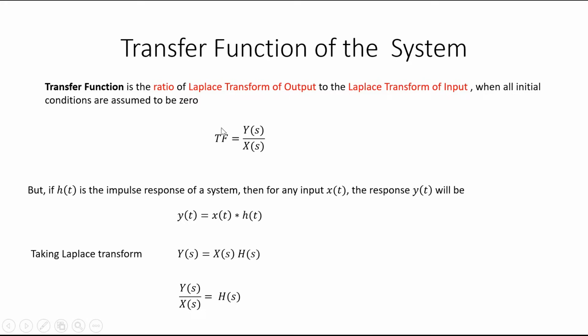But here y of s by x of s is the transfer function, meaning the transfer function is the Laplace of h of t, the impulse response. That is the conclusion here: if we have the impulse response h of t, we can find the transfer function directly by taking the Laplace of this h of t. It's h of s. Since h of s is the ratio of y of s by x of s, it is the transfer function. Then we can see how to find the response of a system from the transfer function.